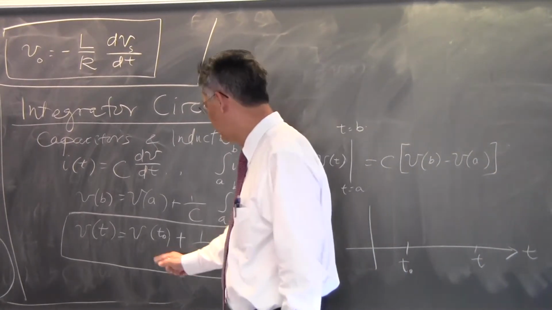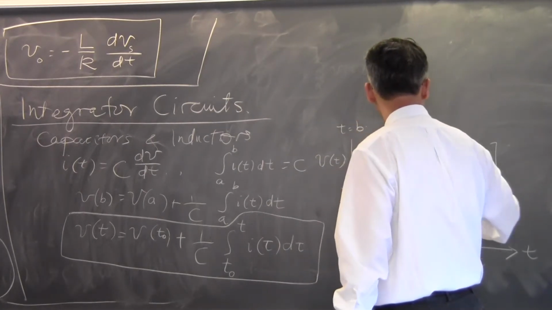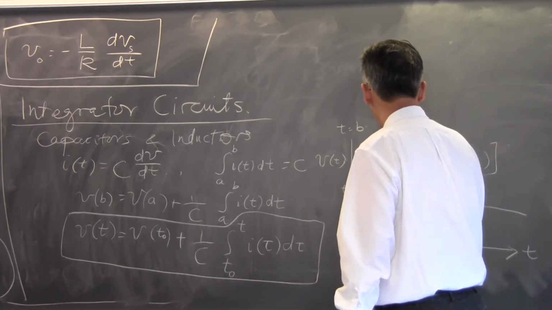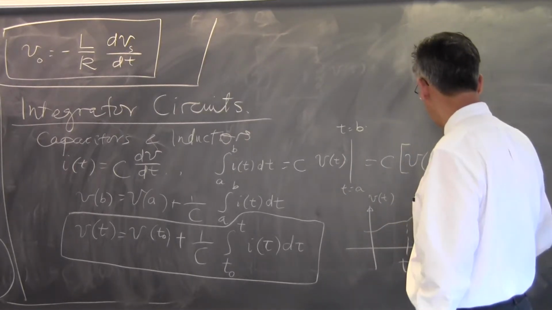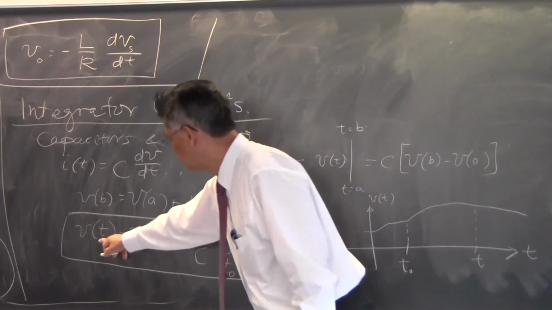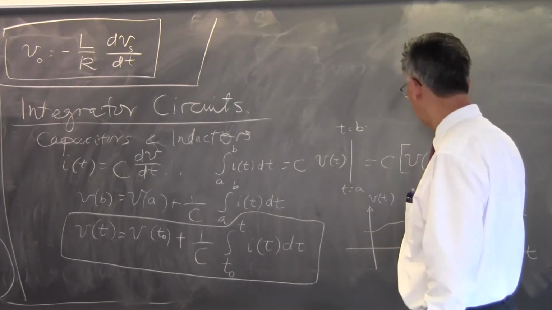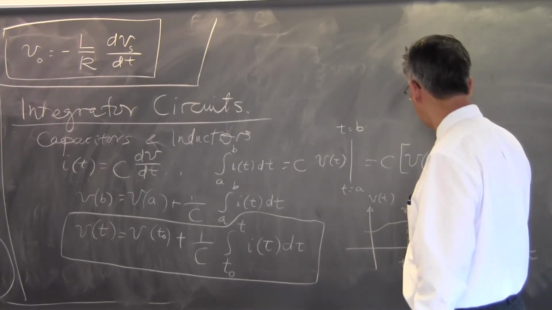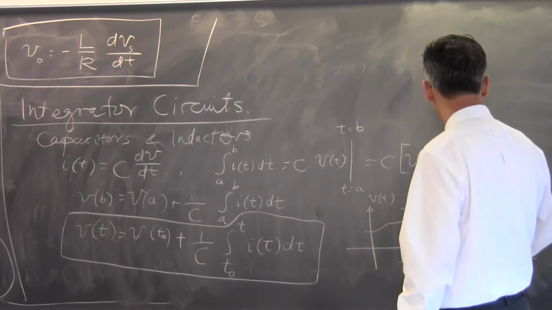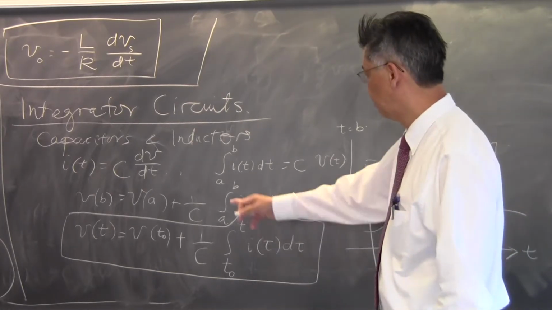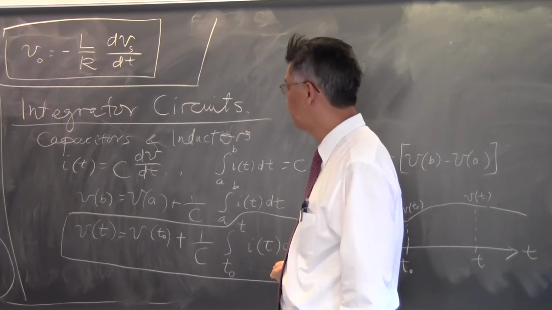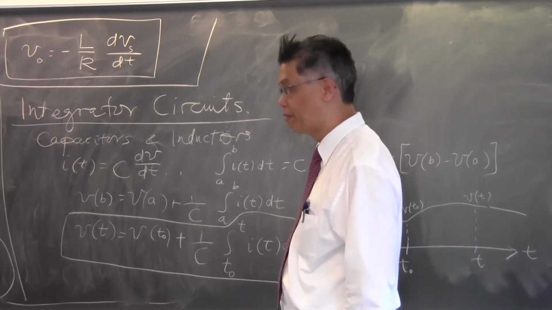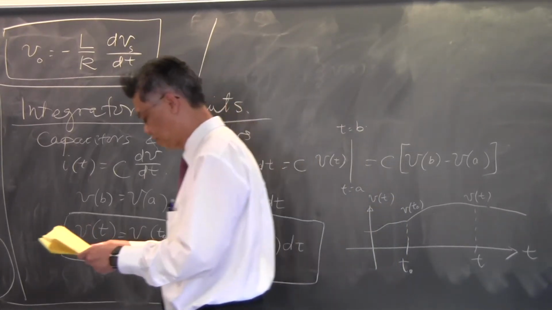Zero. So this is the value of the voltage. If I were to plot this as a function of time, this will be the value of the voltage at t equal to t0. So this is v(t0), and this is just v(t). And you can write a relationship between v(t) and the capacitor and the current in the capacitor in this manner, in an integrative fashion.